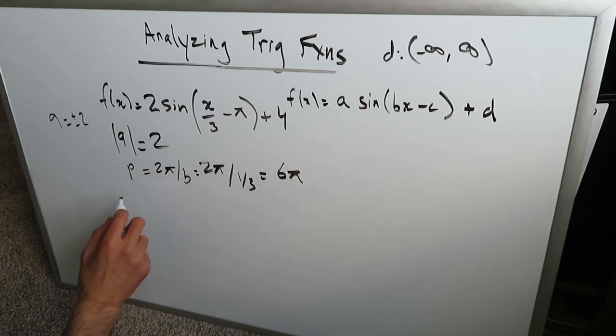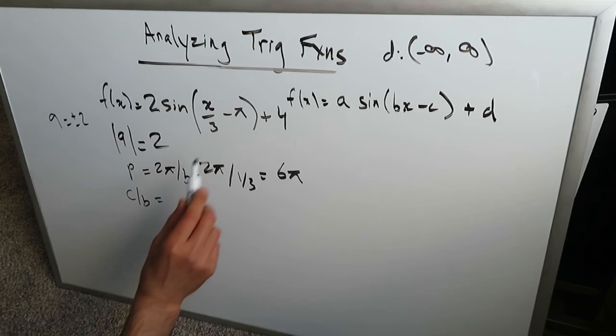What do I want to look at next? Phase shift, c over b. What's my c value? Pi. Don't put in the minus sign.